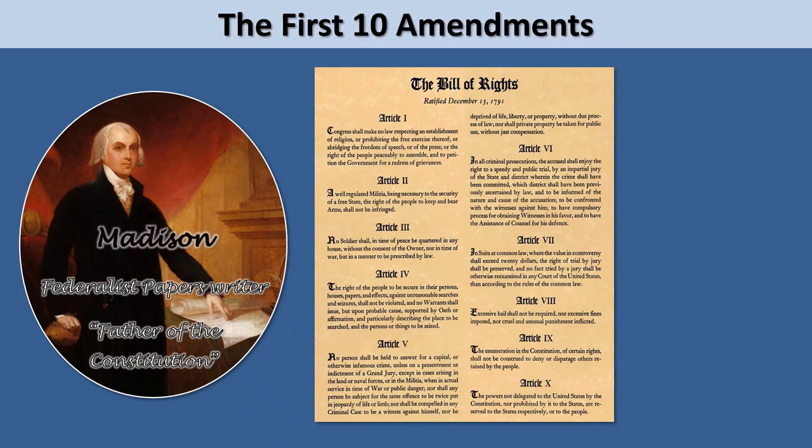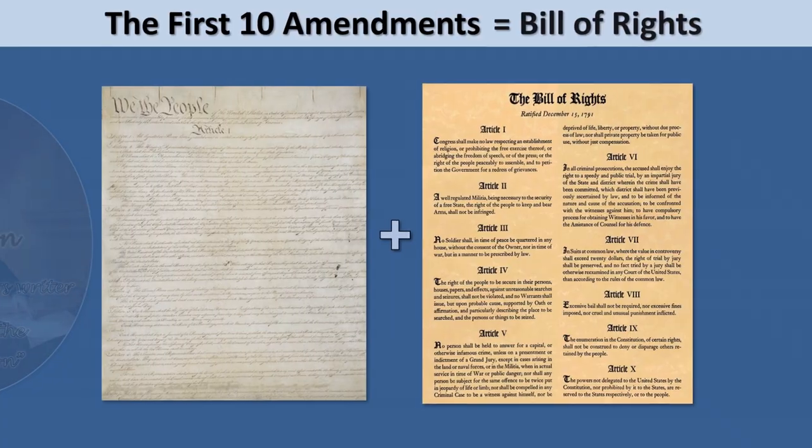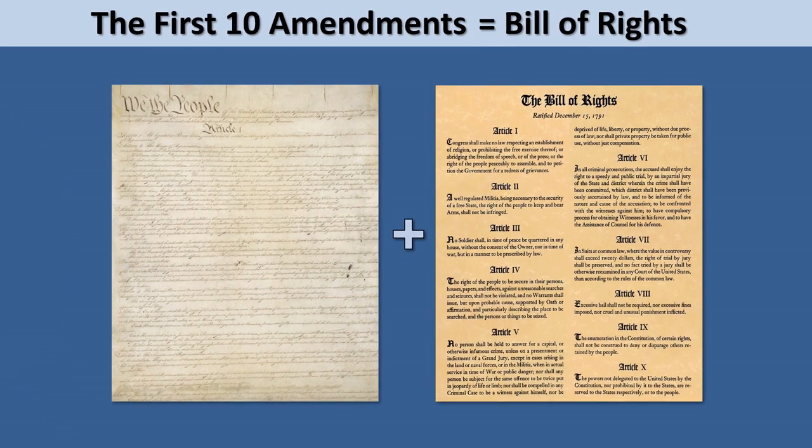The first 10 amendments were all added at the same time, just a few years after the Constitutional Convention. Since these 10 amendments were about the rights of individual people in the United States, as well as the rights of state governments, we call these first 10 additions to the Constitution the Bill of Rights.